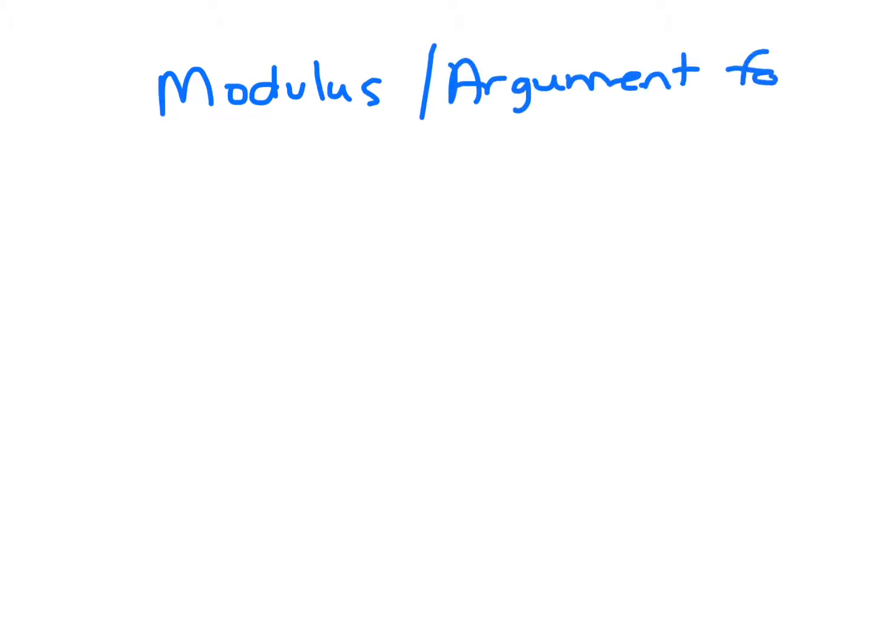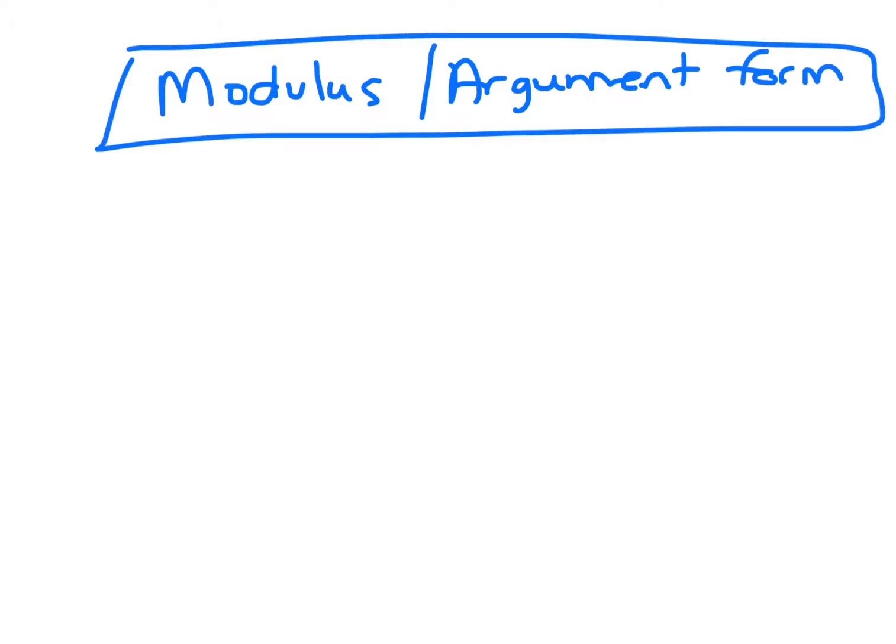All right, I'm just going to talk about modulus argument form, and just a relationship between a complex number and how you can write it in terms of the angle at 0 and its modulus, which is the distance that the complex number is from 0, 0.